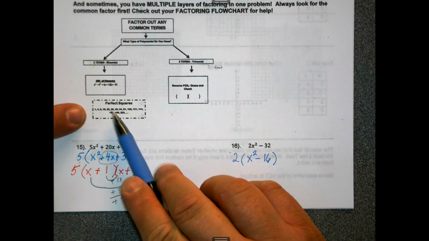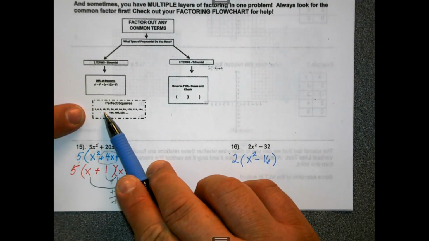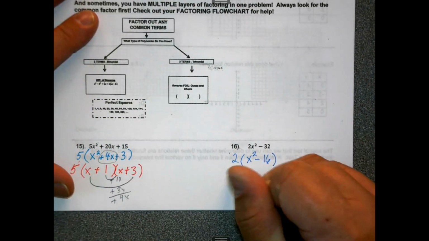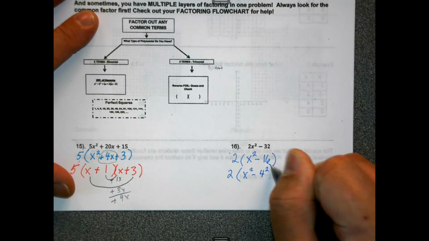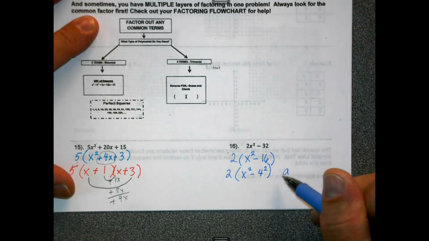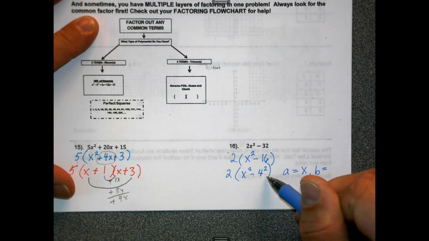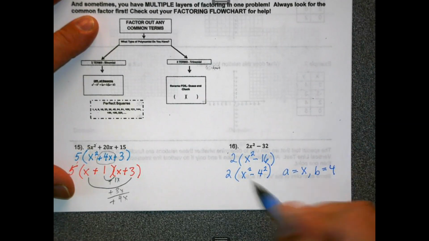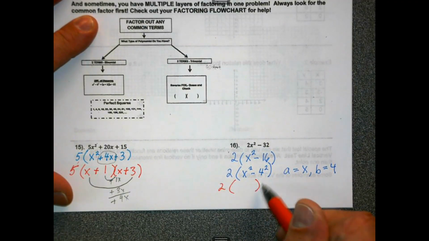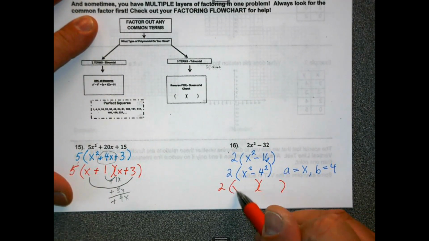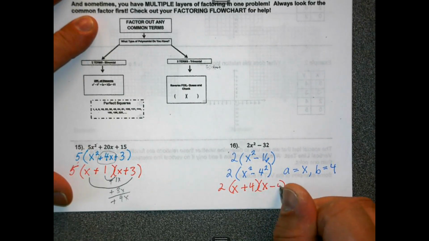Now look at 16. Hopefully your chart's going to be bigger. So if you look at your perfect squares, 16 is a perfect square, right? It's 2 times x squared minus 4 squared. So my a equals the base x. My b equals the base 4. So when I go to factor this, I have my a, which is x plus b, which is 4, and x minus 4.